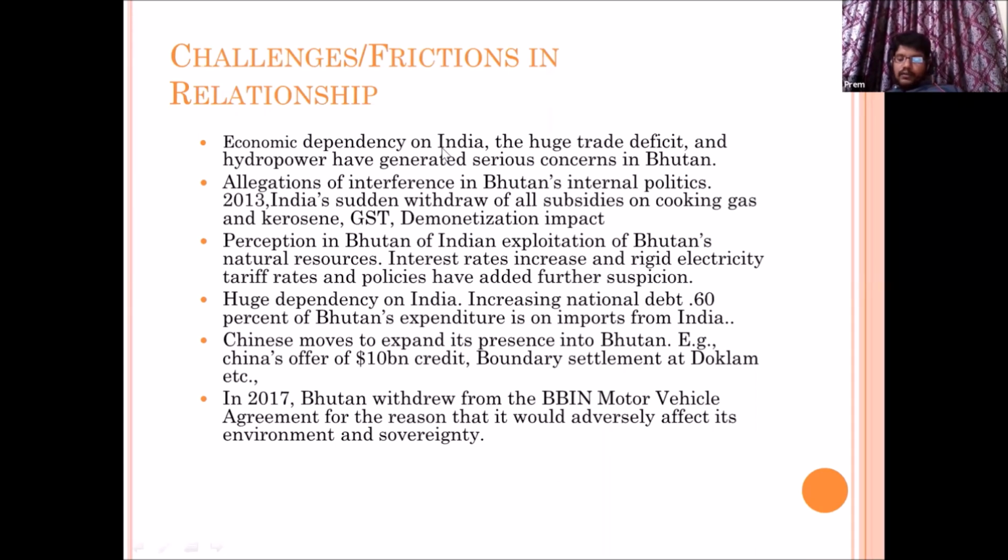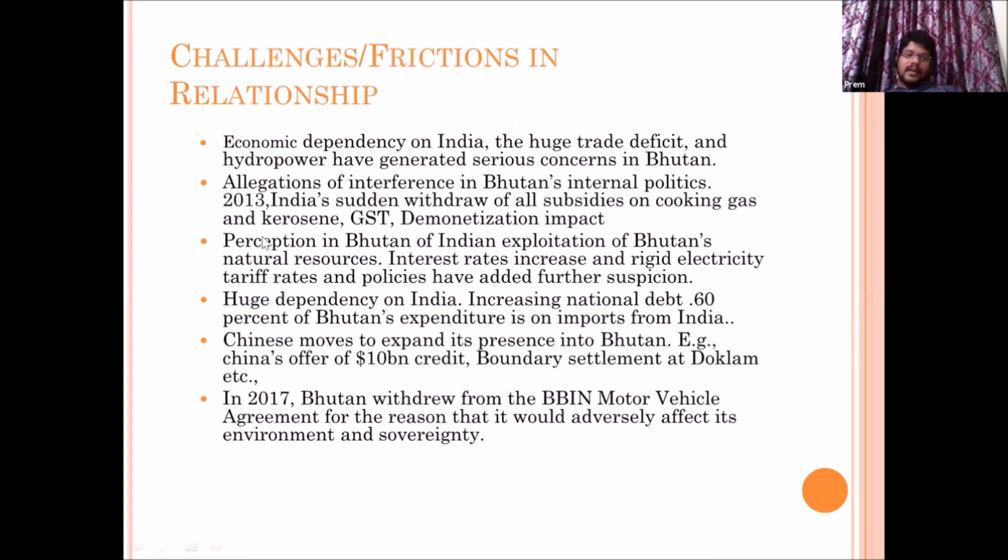Second thing, in 2013, when there were elections in Bhutan, India suddenly withdrew the subsidies for LPG and kerosene. Just as we give subsidies to our people in India for LPG and kerosene, we also give it to Bhutan. But in 2013, we suddenly withdrew it. And Bhutanese felt that India was doing it only to support a political party or the government that was there. Because of that, a kind of small friction was generated. This is a kind of political interference, something that needs to be addressed between India and Bhutan.